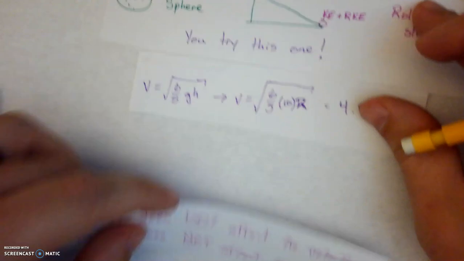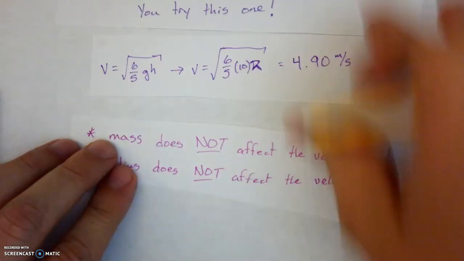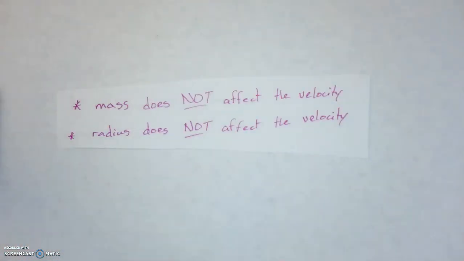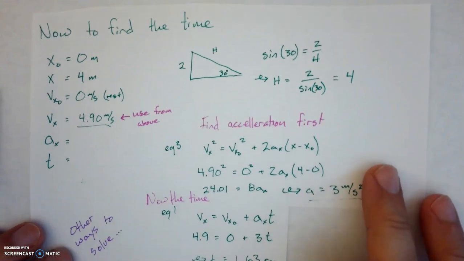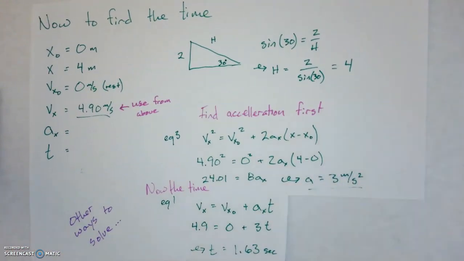Okay. So in these equations, you might have noticed that the mass does not affect the velocity because the mass cancels out, and the radius does not affect the velocity because it cancels out too. So it doesn't matter what the mass or the radius is, the velocity is not affected. So if the velocity is not affected, that means the time is also not affected. So, speaking of time, let's go through this big process to find the time.